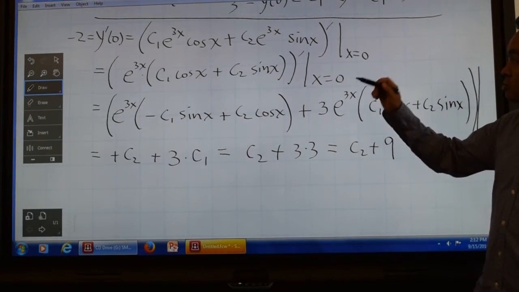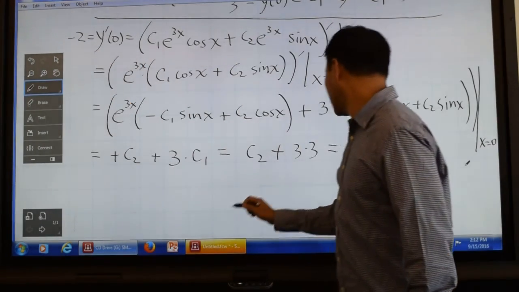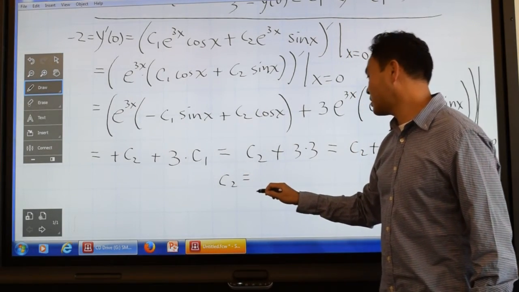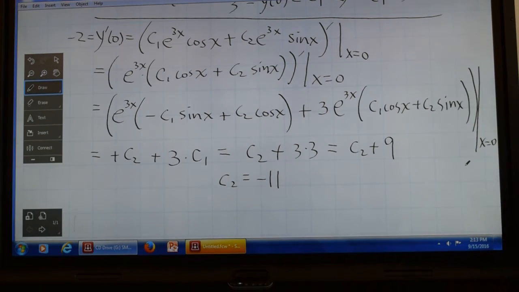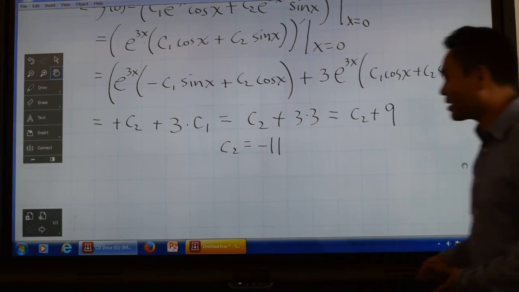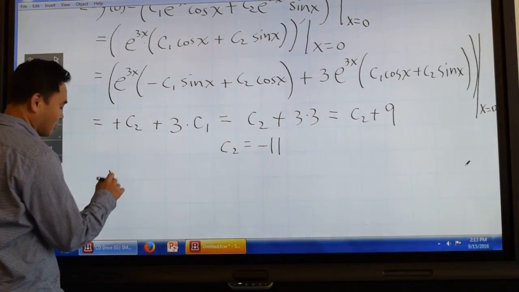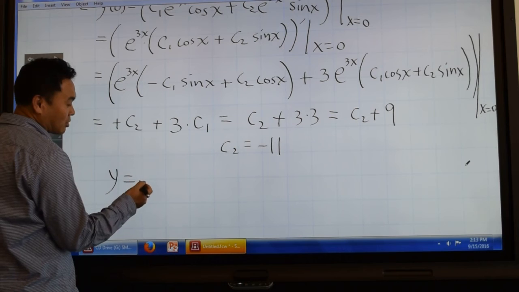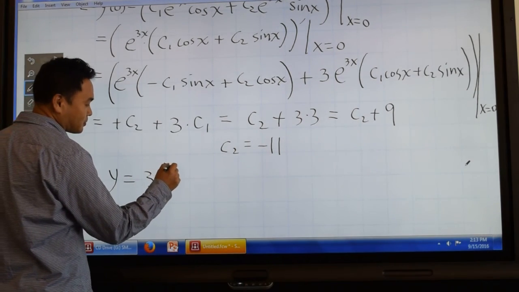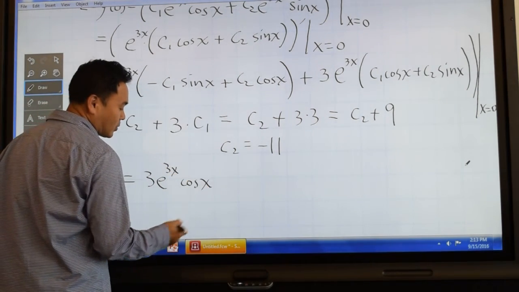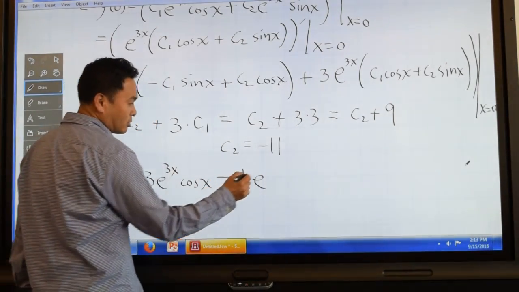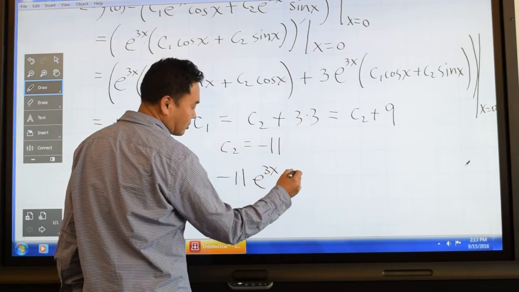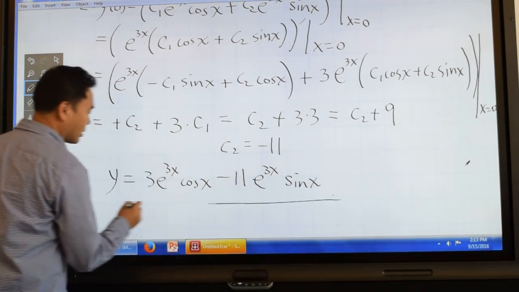And that has to equal what? That has to be the same as negative 2. Therefore, C2 is? Negative 11. Okay. So are we done? No, we're not done. We still have to go back and plug C1 and C2 in. So the solution is 3 e to the 3x cosine x minus 11 e to the 3x sine x. That is the final answer.